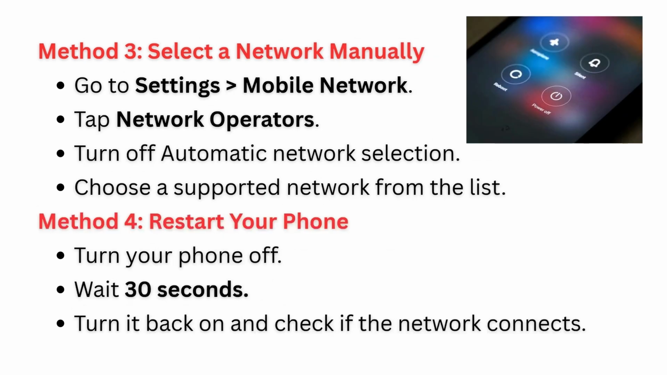Method 3. Select a network manually. Go to Settings, select Mobile Network, tap on Network Operators. Turn off Automatic Network Selection. Choose a supported network from the list.